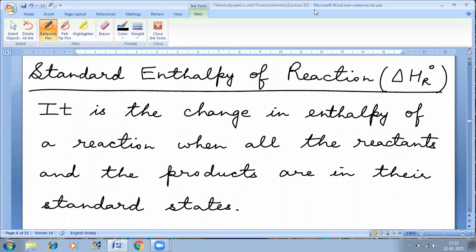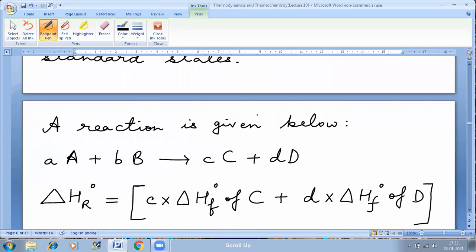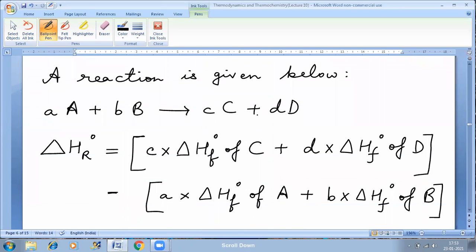So, standard enthalpy of reaction. If we have a reaction of this format, A plus B gives C and D, where small a, small b, small c, and small d are the coefficients of the species, then delta H of reaction is given in this manner.